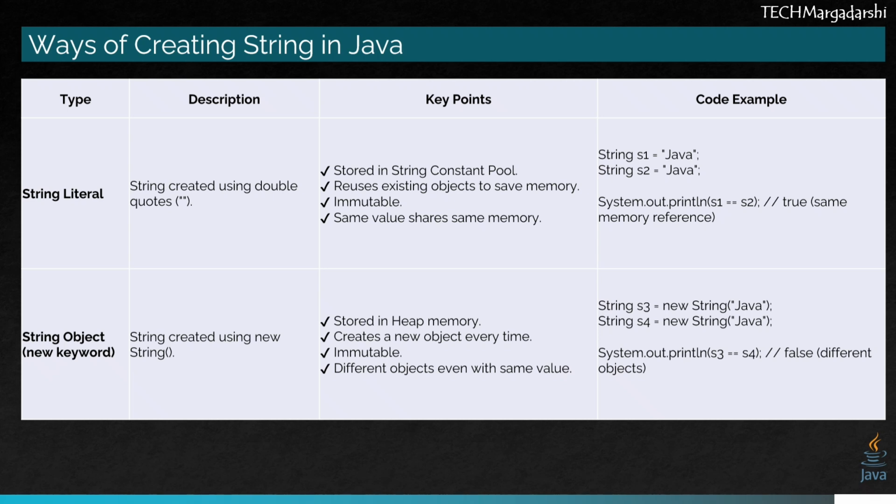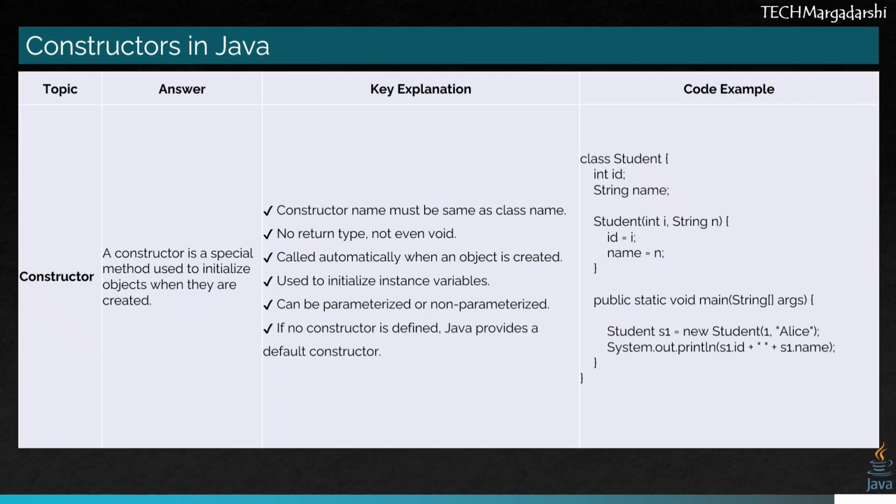Both approaches create immutable strings, but string literals are more memory efficient, while new String gives you a fresh object every time. Now let's understand an important concept in object oriented programming: constructors. A constructor is a special method that is automatically called when an object of a class is created. Its main purpose is to initialize the object, meaning it assigns initial values to instance variables.